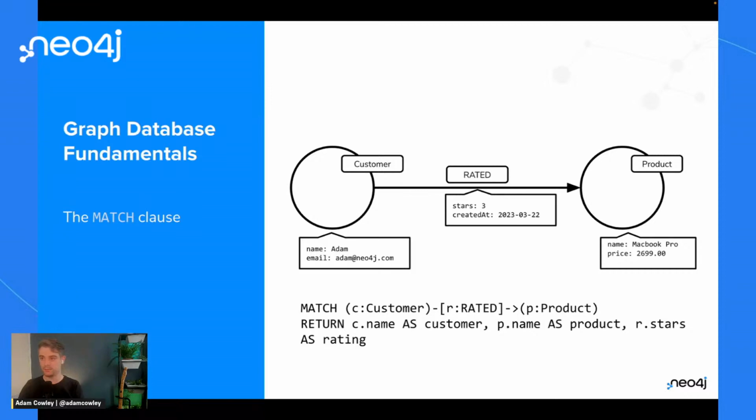And then once that pattern has been found in the database, we can use the return clause to return information about those nodes. So we want the customer name there, given an alias of customer. We want the name property of the product, and in this case, we're calling it the product. And then we're taking the stars property from the rated relationship, so R, and giving that an alias of rating.